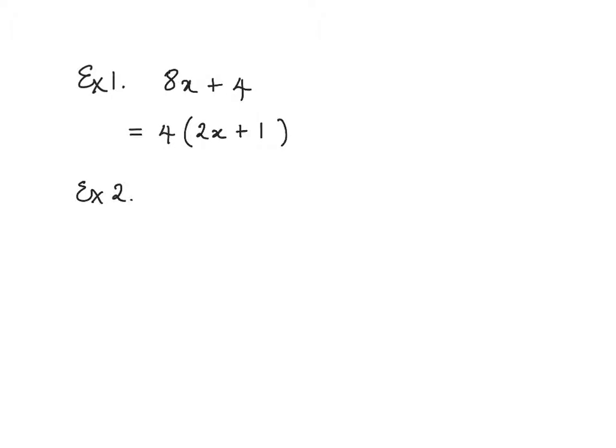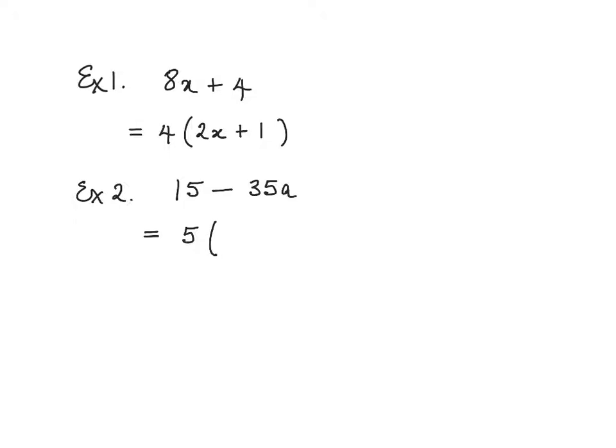I can make it a bit more complicated. What about something like this? 15 minus 35a. So we're looking for the highest common factor. We have only one term with a letter, so it's a number common factor that we're looking for here. And the biggest number which is common to both terms is a 5.